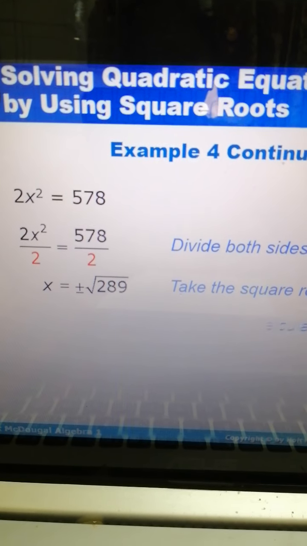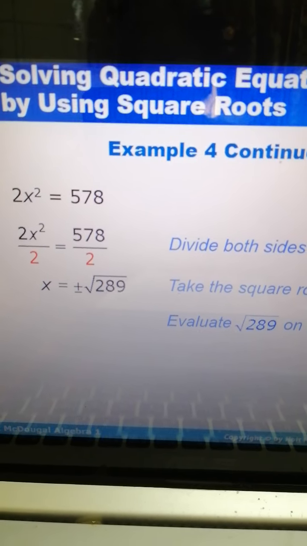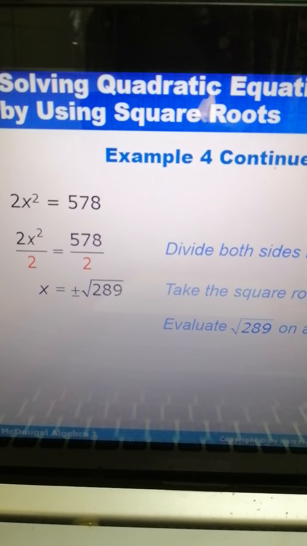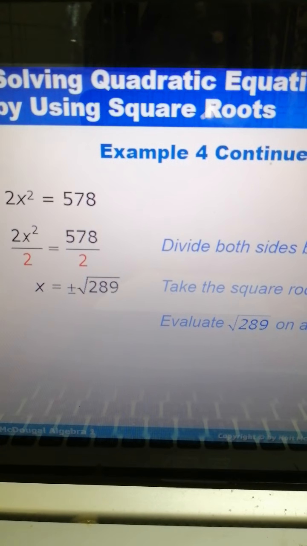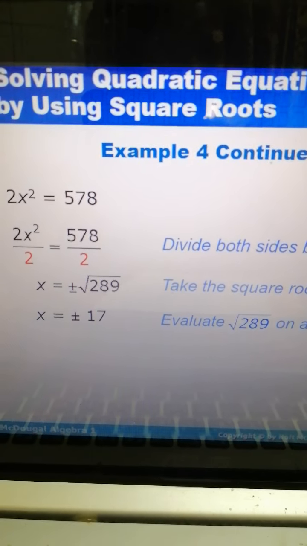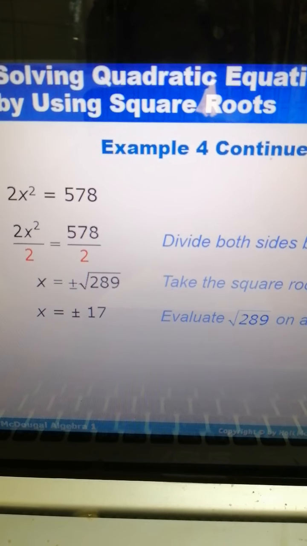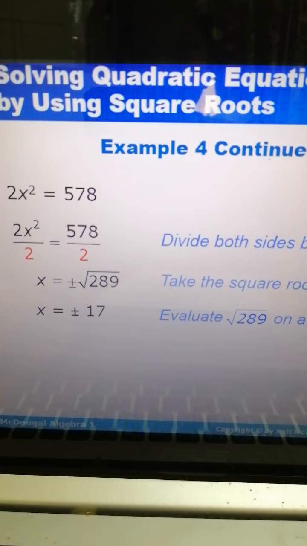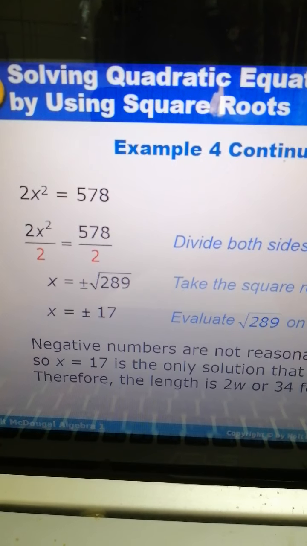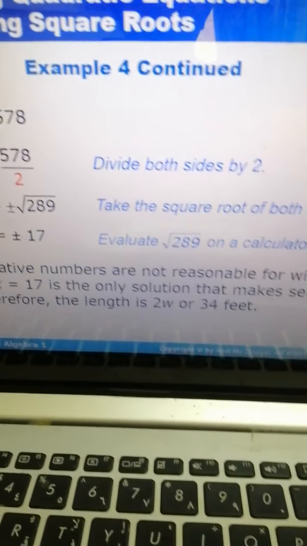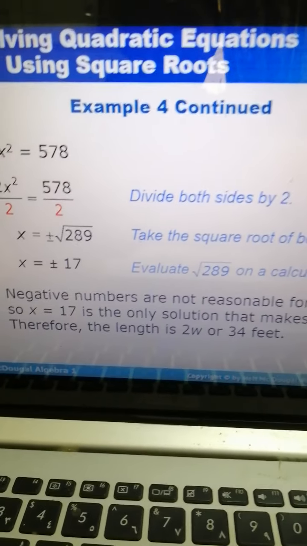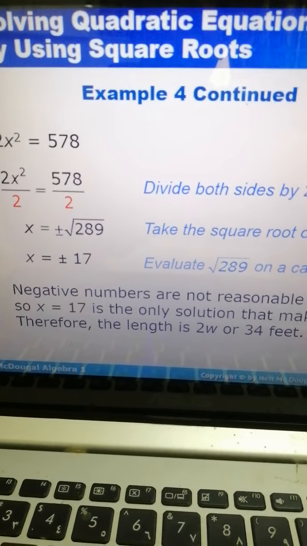Let's estimate. I think this is exact, right? What is the perfect square of 289? What number, when you multiply it by itself, gives 289? 17. So 17 times 17 is 289, which means the answer is positive negative 17. But we avoid negative numbers because we're looking for dimensions, right? So we will use positive 17.